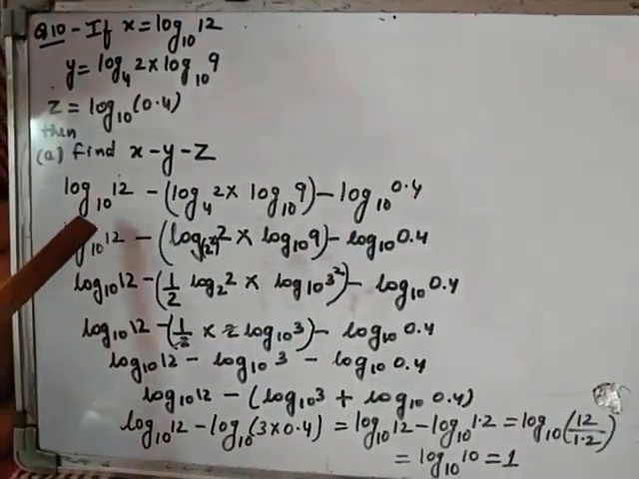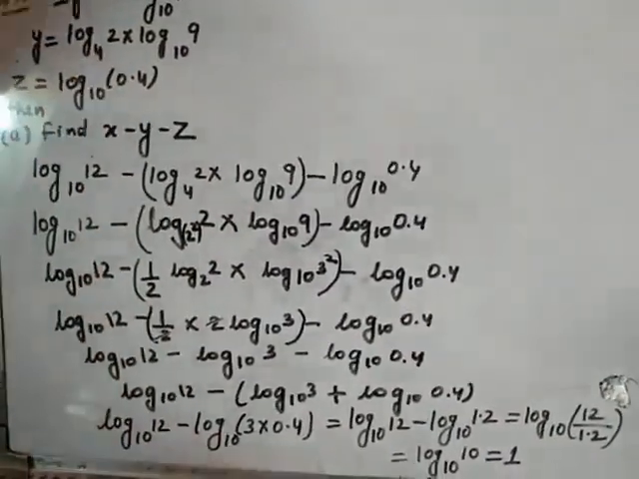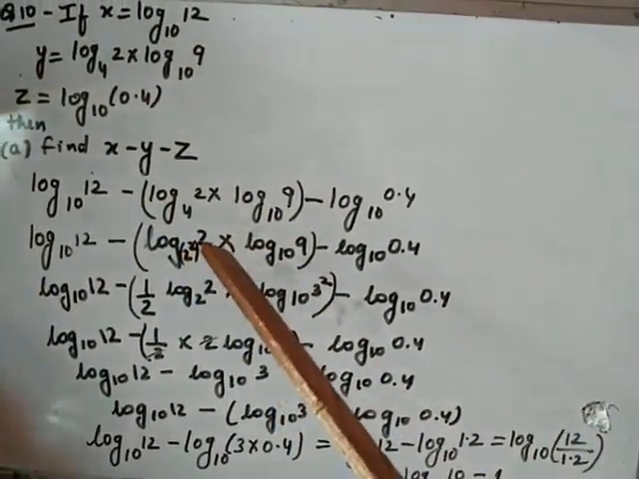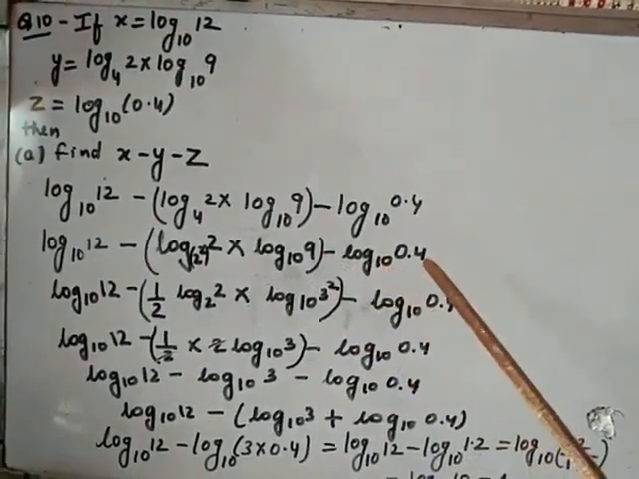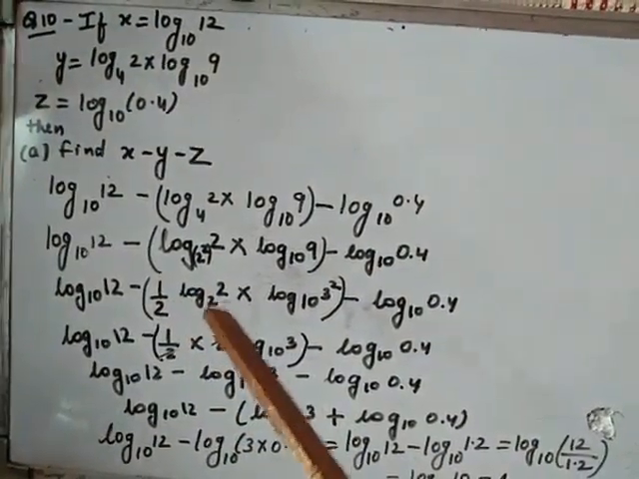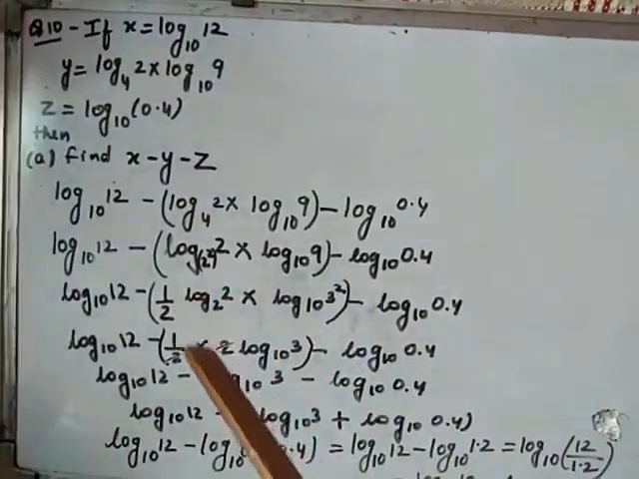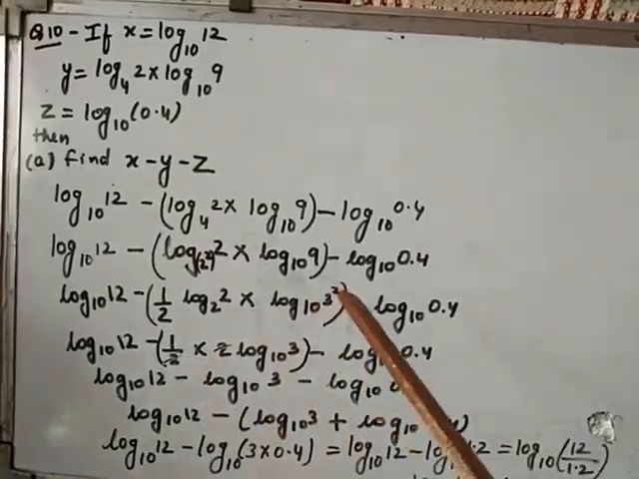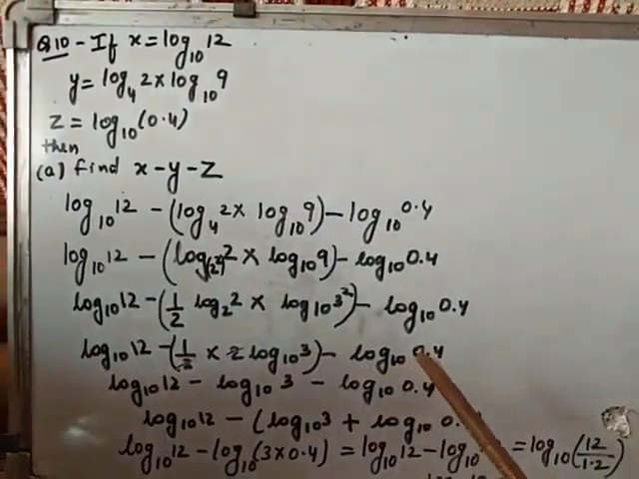Now you see that in y the log 4, the base is 4, this 4 is written as 2 square into 2 into log to the base 10 of 9 minus log to the base 10 of 0.4 as it is. Now this 2 square becomes half, 1 by 2 log to the base 2 of 2 into 9 is written as 3 square. Now this 1 upon 2 and log to the base 2 of 2 is 1, so 1 upon 2 is left here into this becomes 2 log to the base 10 of 3 minus log to the base 10 of 0.4.